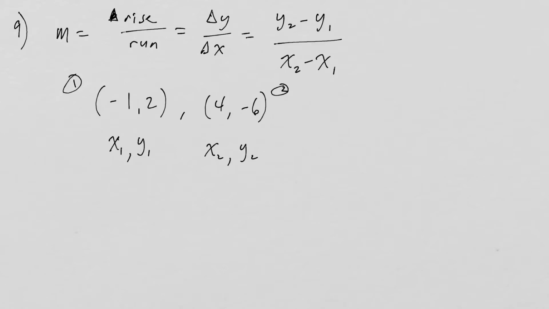Okay, so looking at this, our y2 is negative 6 minus our y1, which is 2, over our x2, which is 4, minus our negative 1, so that's like a plus 1. So this is negative 8 over 5. So the slope is negative 8/5.